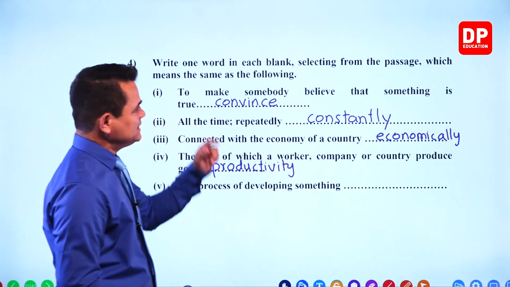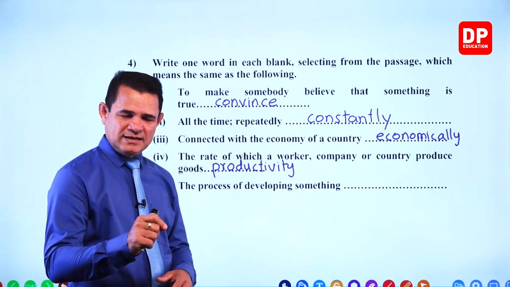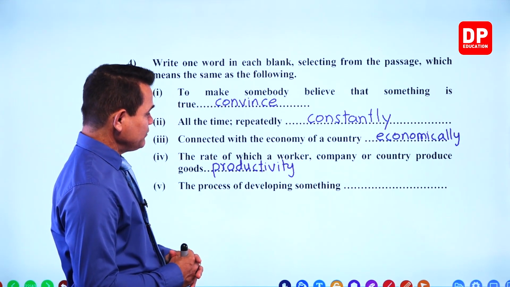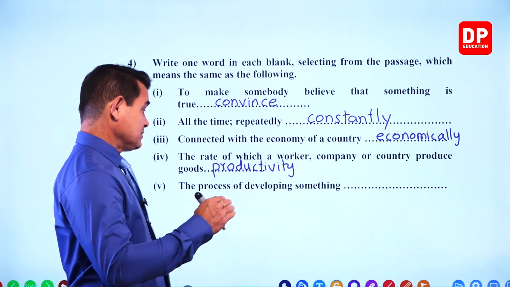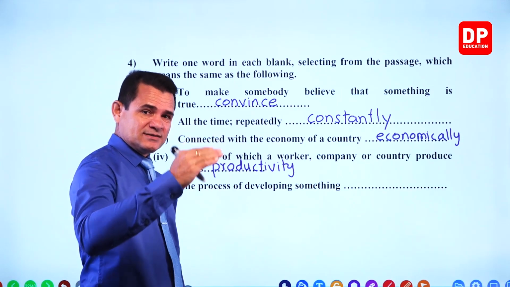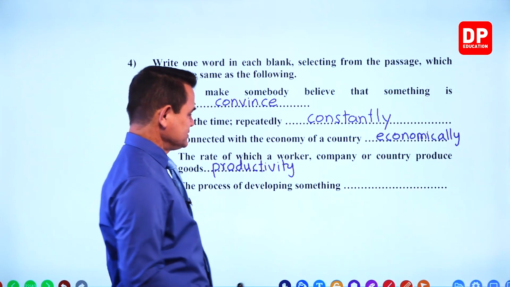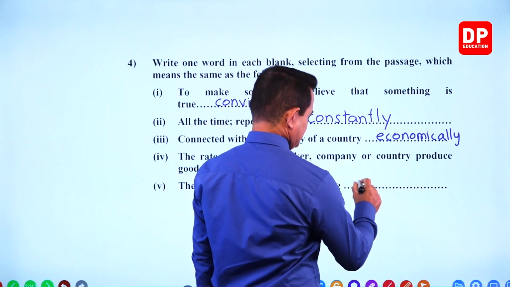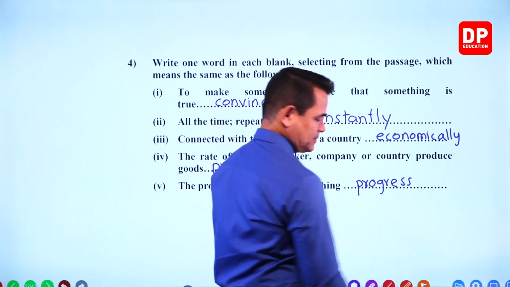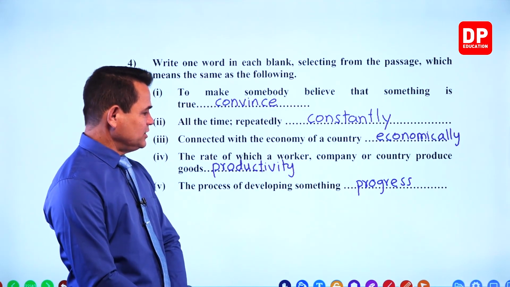If you go back to the paragraph carefully, I am sure that you can easily find this word. Next one, the process of developing something. That means progress. The process of developing something is called progress.